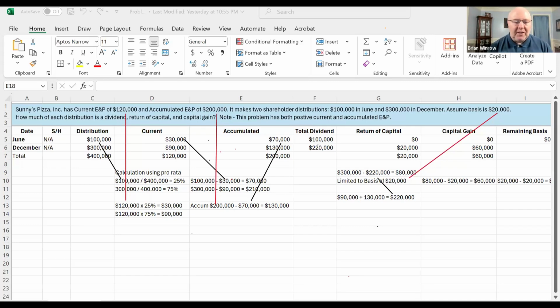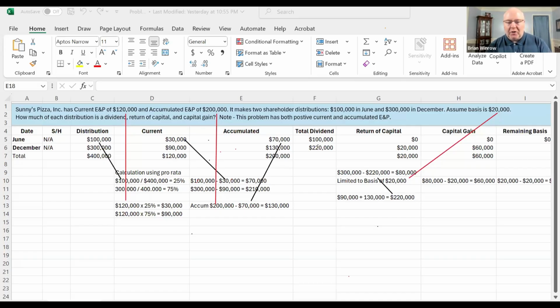So we have Sunny Pizza Inc. It has current earnings and profits of $120,000 and accumulated earnings and profits of $200,000. It makes two shareholder distributions, $100,000 in June and $300,000 in December. Assume the basis is $20,000. How much of each distribution is a dividend, return of capital, and capital gain?